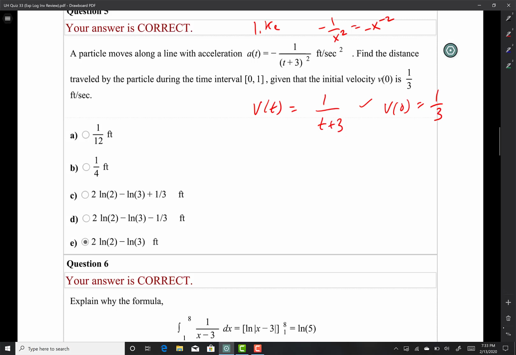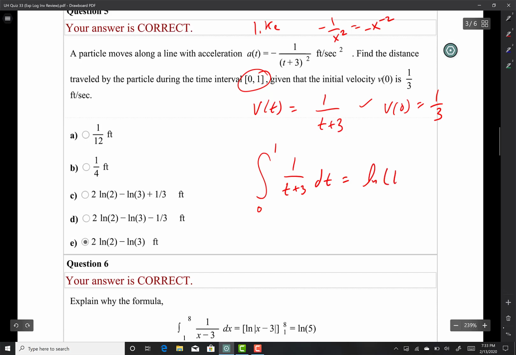That v of 0 definitely is 1/3. This is what I'm integrating. So I'm going to take the integral. 1 over t plus 3 is always positive for t values larger than 0, and they are. So I don't have to worry about that. So I'm going to integrate from 0 to 1 of 1 over t plus 3 dt. So that antiderivative, since t is to the 1 power, that has to be an ln. So it's ln of t plus 3. And I'm evaluating this from 0 to 1. So plug in a 1. ln of 1 plus 3 is 4. Minus ln 3.